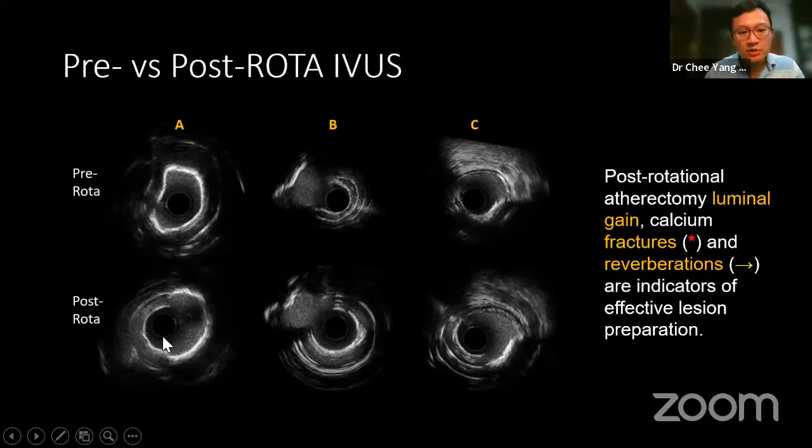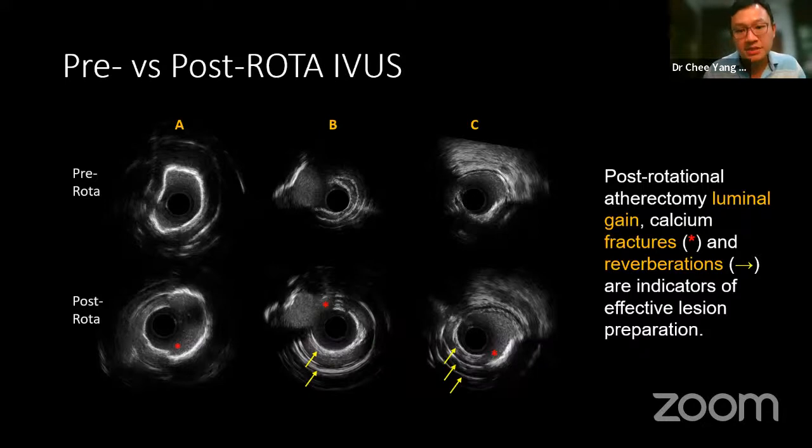You get a bit of a luminal gain. Here, again, you get some luminal gain. You see some cracks in the calcium as well, which is obviously what you want to see after ballooning or atherectomy. And we also see some reverberations, which have apparently been described as good indicators of effective lesion preparation after rotational atherectomy.